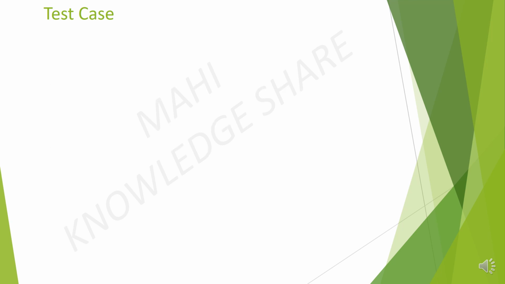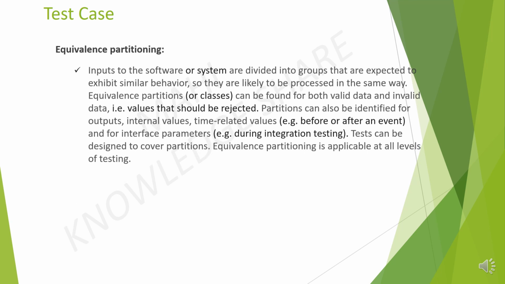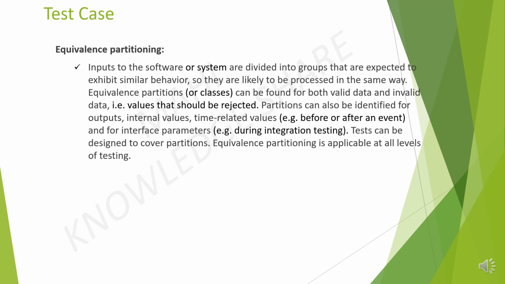What is equivalence partitioning? Inputs to the software are divided into groups that are expected to exhibit similar behavior so that they are likely to be processed in the same way. Equivalence partitioning can be found for both valid data and invalid data. Partitions can also be identified for outputs, internal values, time related values, and for interface parameters. Tests can be designed to cover partitions.